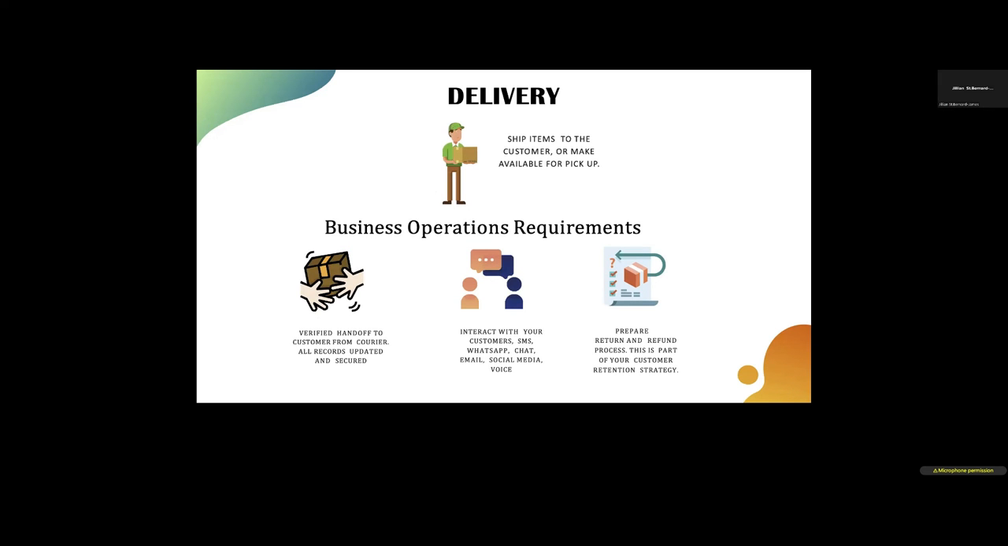The delivery process: the business operation ships the item to the customer or makes it available for pickup. Customer verifies the handoff. That's important. Again, you reach out to the customer. Let's say you handed off this package to a courier, FedEx, UPS, whoever you have as your local courier. You verify that you handed it off to them. You verify that the customer received it. You as the business owner reach out to the customer to let them know, hey, we have a verification that your package has been received. How has the service been so far? That type of stuff. If they're not happy with it, this is where you make preparations for that return.